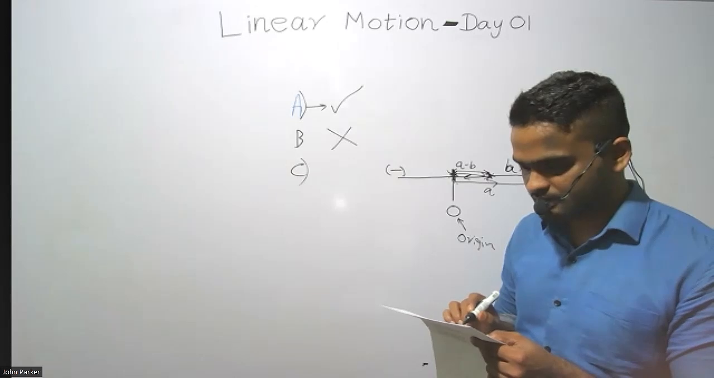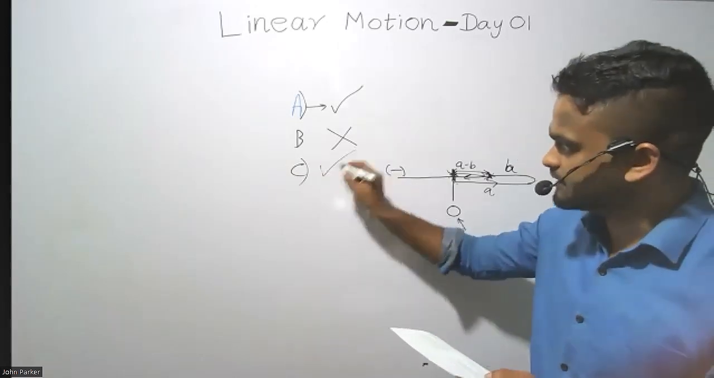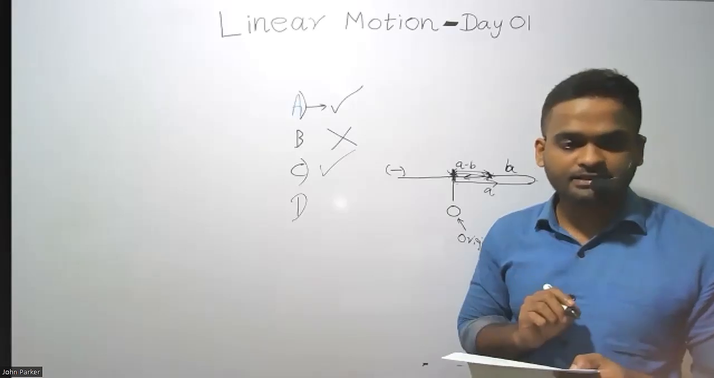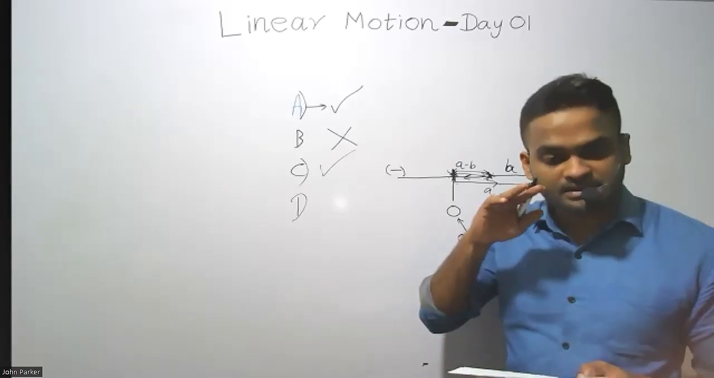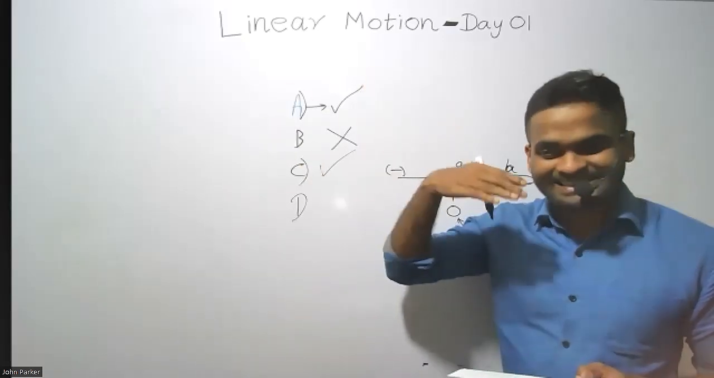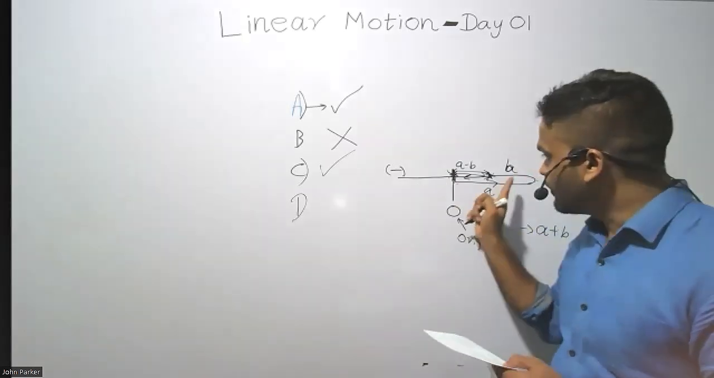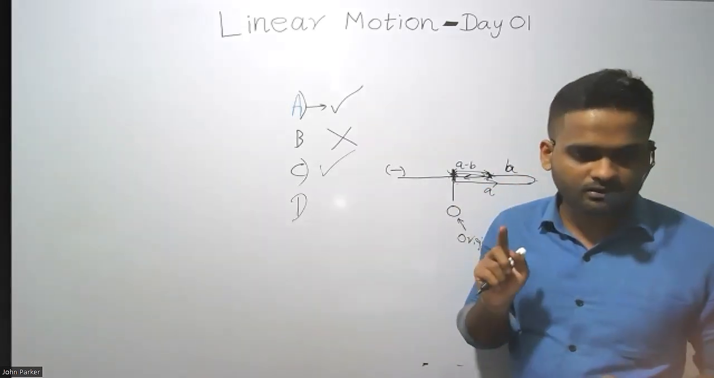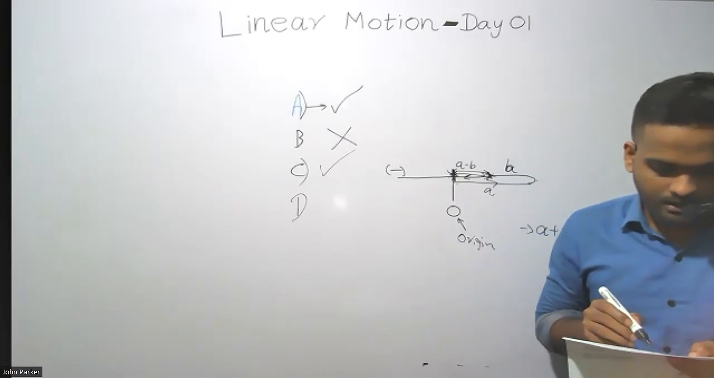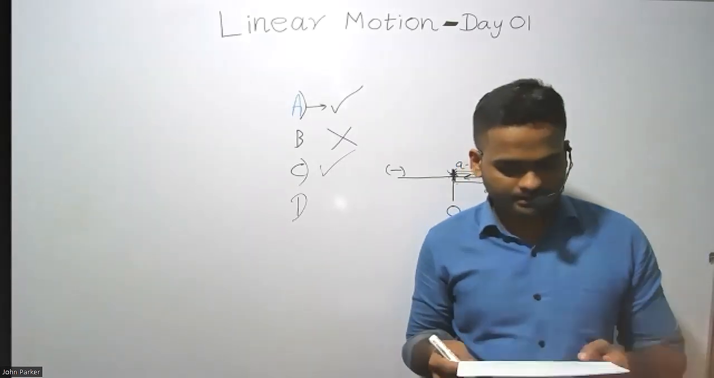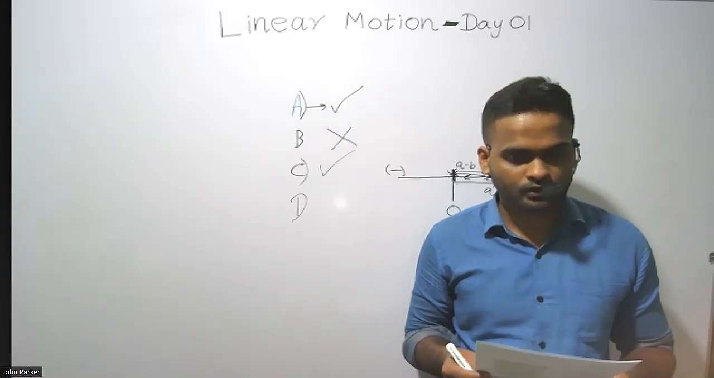Yeah, C is correct. What about D? Distance cannot be less than displacement. Yes, distance is always larger, because distance only adds up and only displacement decreases. I think everyone got that, right? So D is correct. So the correct answer is the fourth one.